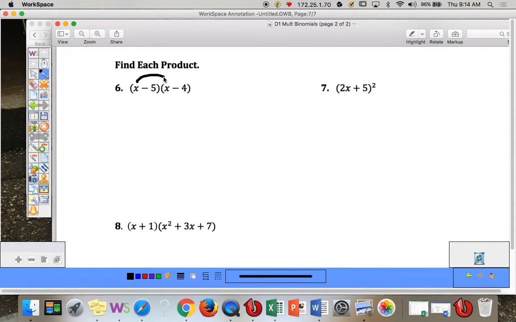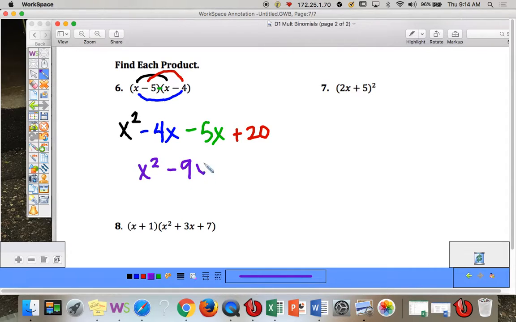All right, so first is x times x, x squared. O is outer, x times negative 4 is negative 4x. I is inner, negative 5 times x is negative 5x. And L is last. Negative 4 times negative 5 is positive 20. Combine like terms, we get x squared minus 9x plus 20.